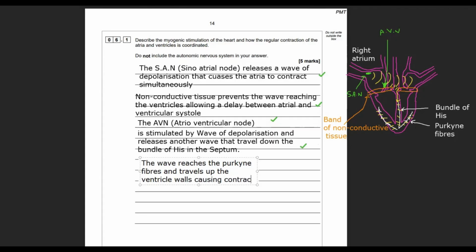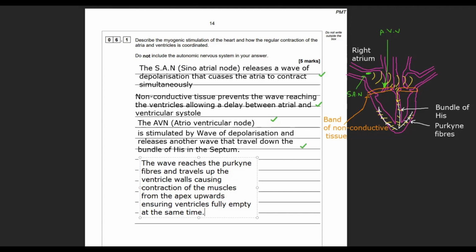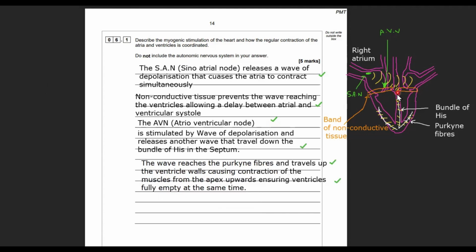Now, you don't have to know septum on your syllabus or apex, but they're good words to know to describe what's happening. So rather than saying the ventricles contract from the bottom upwards to ensure they fully empty, we can say they contract from the apex upwards. So it's just a good descriptive word to help you explain what's going on. We call that the apex at the bottom there.